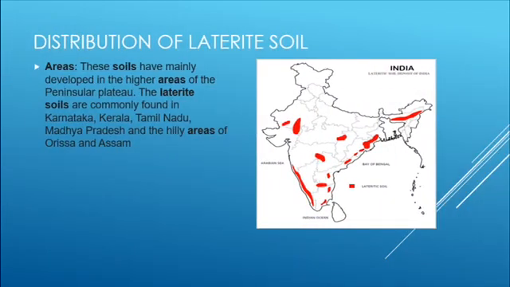Distribution of laterite soil. These soils have mainly developed in the higher areas of the Peninsular Plateau. The laterite soils are commonly found in Karnataka, Kerala, Tamil Nadu, Madhya Pradesh and the hilly areas of Orissa and Assam.